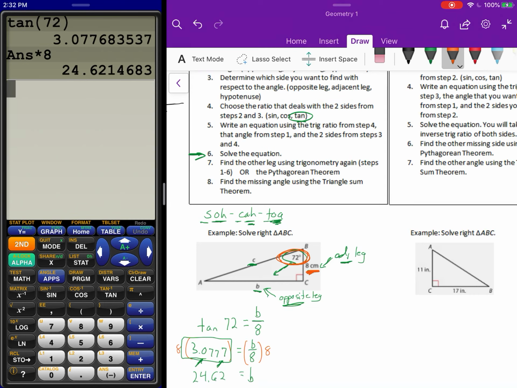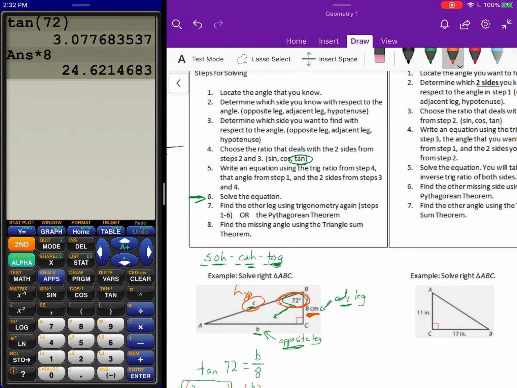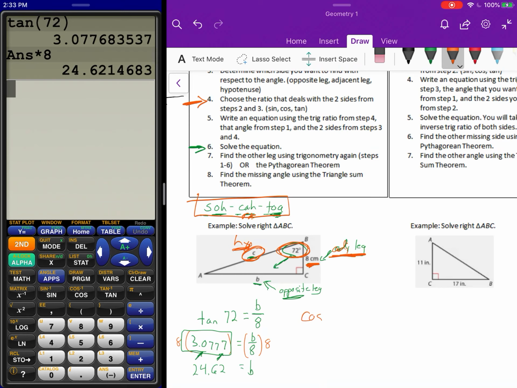We do know B now is 24.62, but that was rounded, so we like to keep the exact one. So we know this angle, that's the adjacent leg, but this time we want to find C, which is the hypotenuse. So we determine the side we knew, that was still the adjacent leg. We want to find the hypotenuse. So now we're at step 4 here. Choose the trig ratio that deals with adjacent and hypotenuse. Well, looking up at our little key here, adjacent and hypotenuse is cosine. So we're choosing cosine.